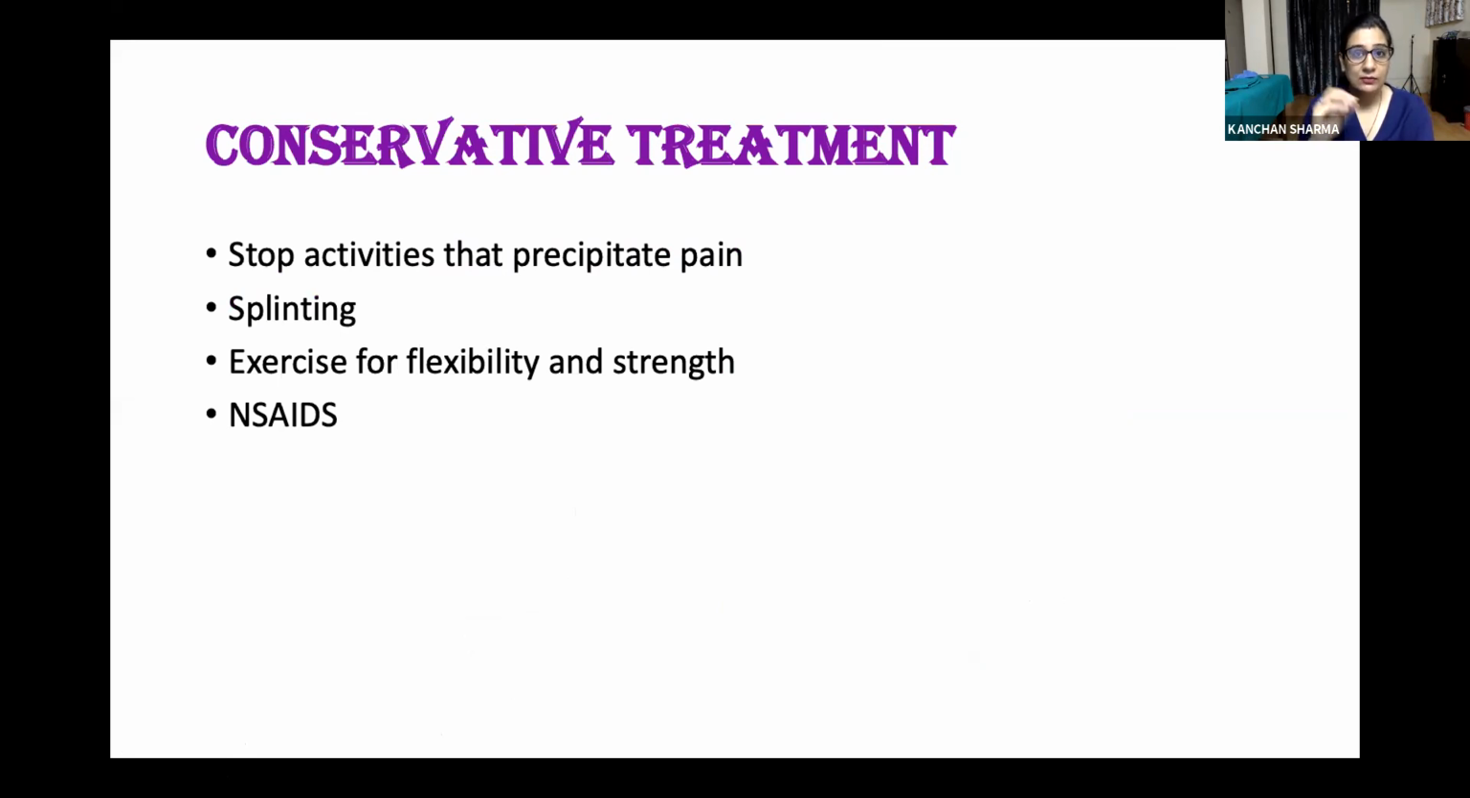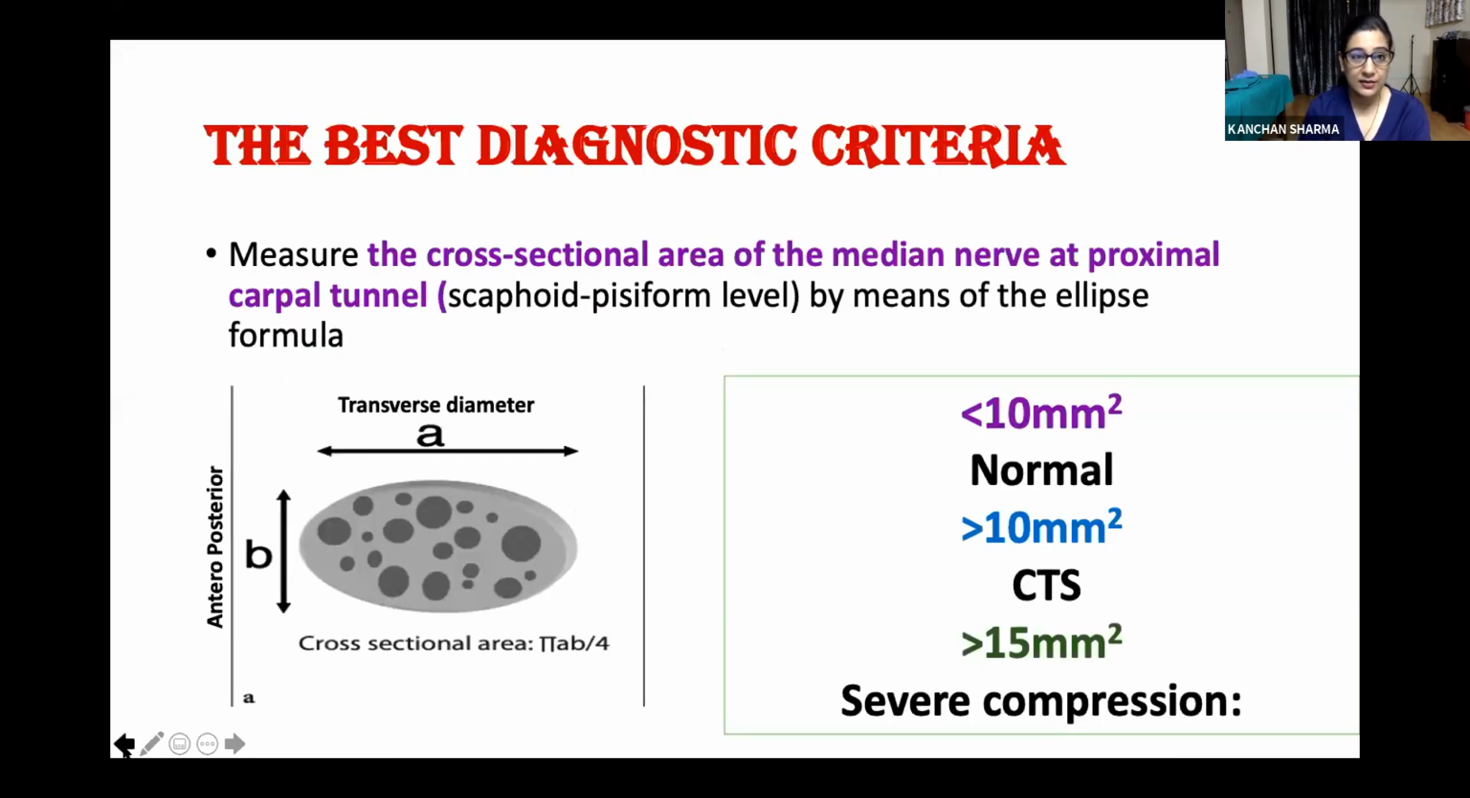Sorry, ma'am. Yes. The formula is A times B divided by 4. Okay, now note it down. Everybody take a screenshot of this. A times B divided by 4, pi. Yes, correct, this is pi, 22 by 7, we used to say 3.14 like that. Pi A times B. Okay, ma'am, thank you, ma'am.